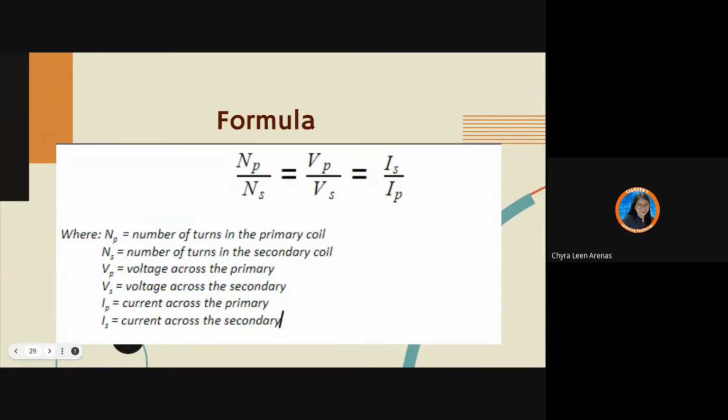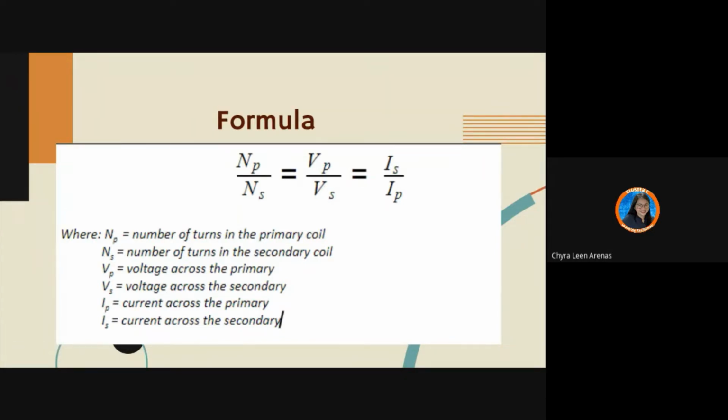Np stands for the number of turns in the primary coil, Ns stands for the number of turns in the secondary coil, Vp stands for voltage across the primary, Vs stands for voltage across the secondary, Ip stands for current across the primary, and Is stands for current across the secondary. Let me repeat: Ip stands for current across the primary and Is stands for the current across the secondary. Those are the formulas that we are going to use.